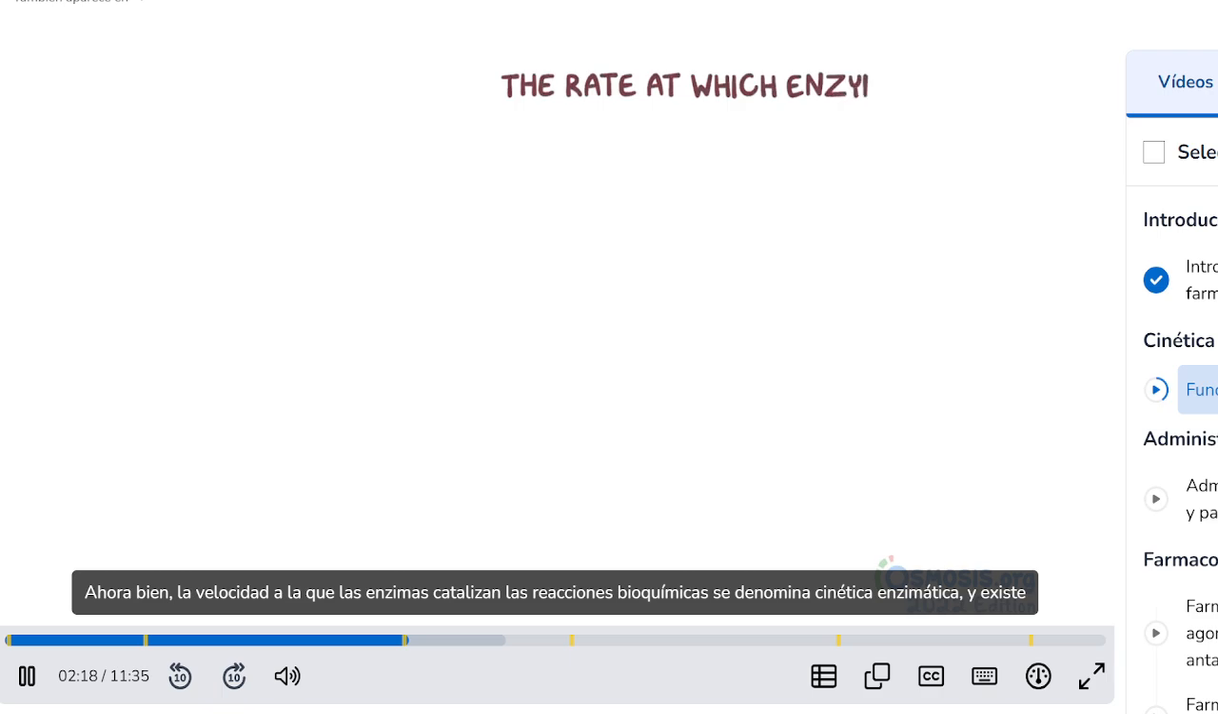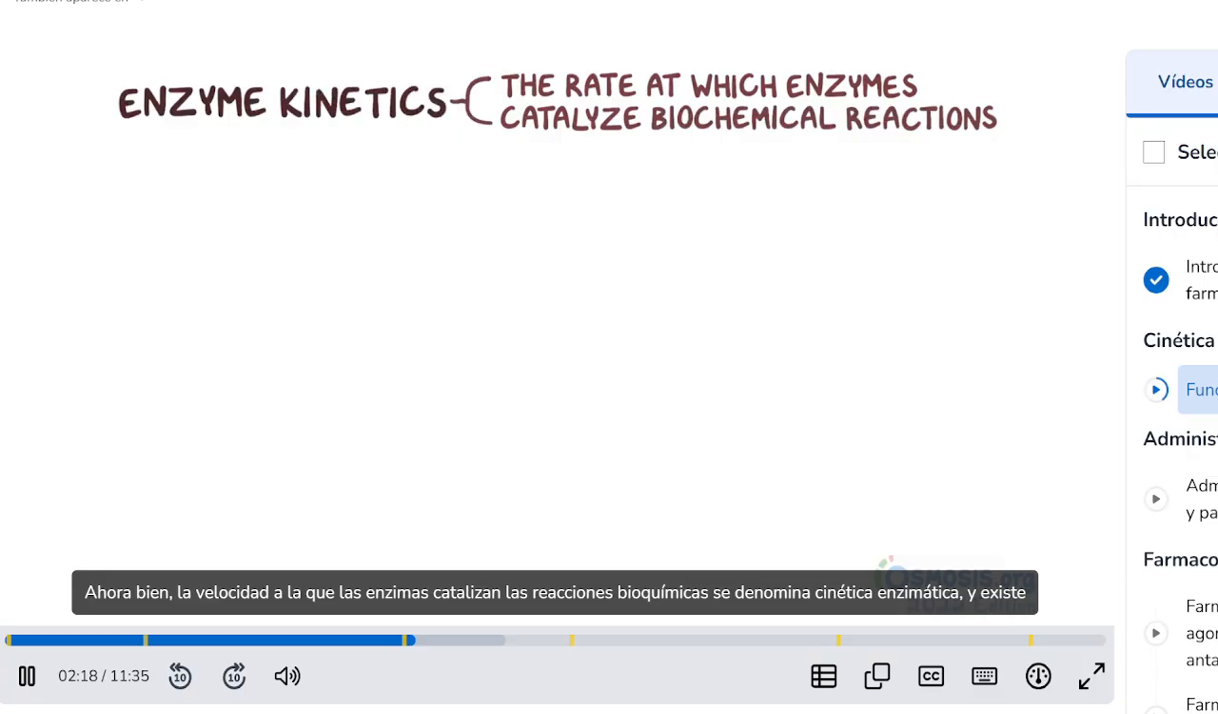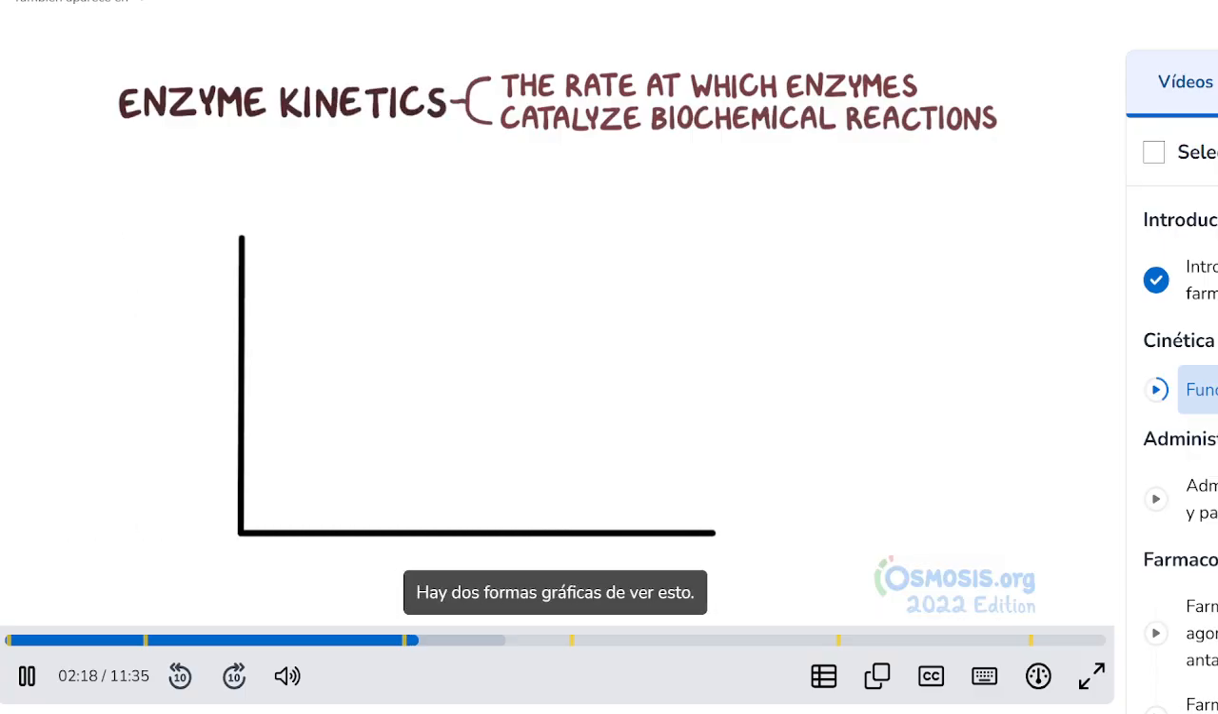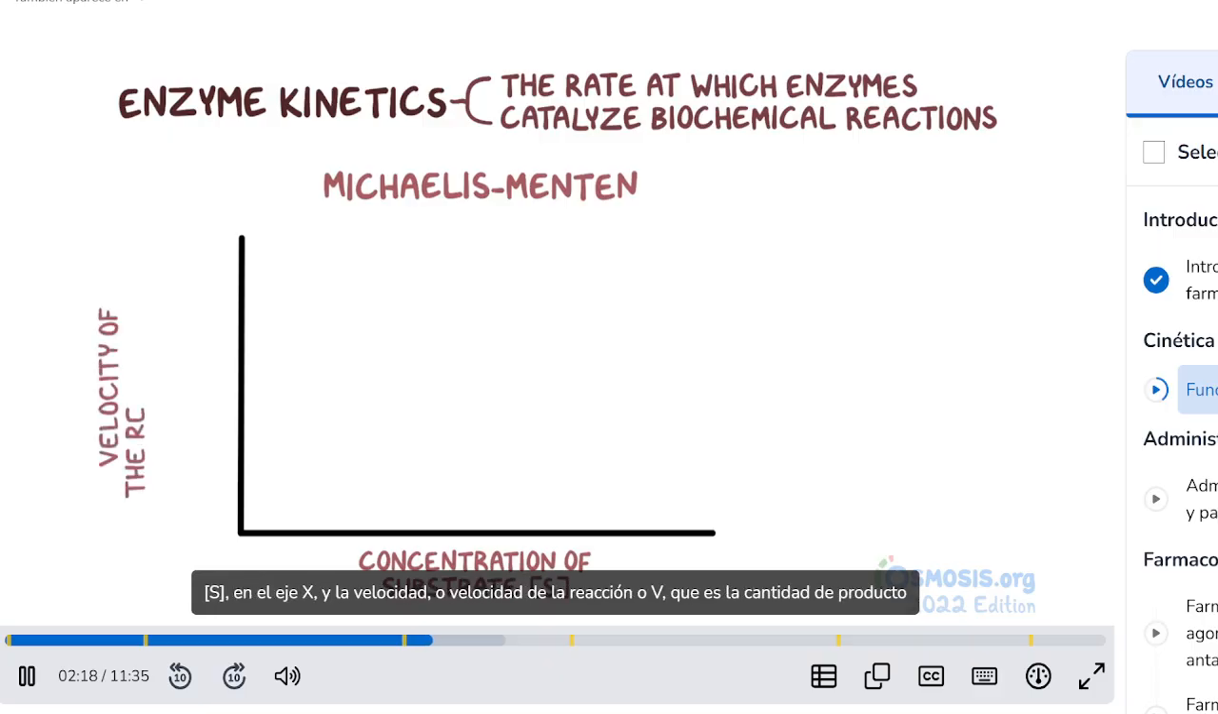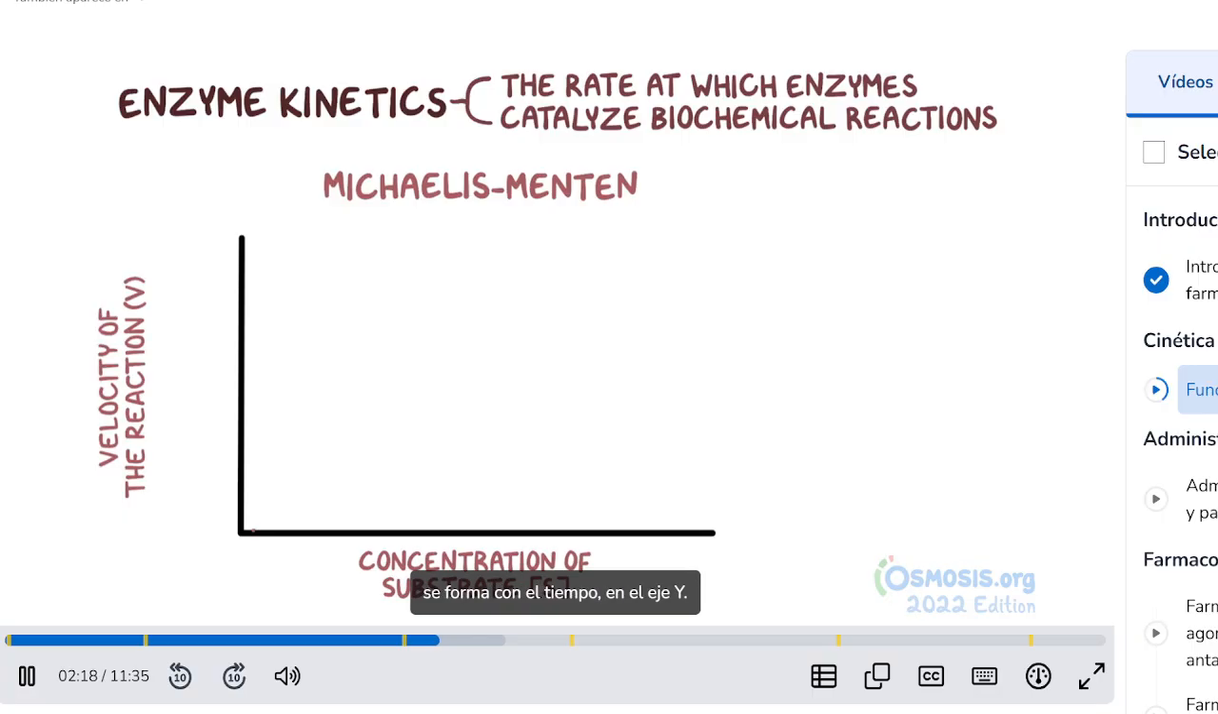Now, the rate at which enzymes catalyze biochemical reactions is called enzyme kinetics, and there are two graphical ways to look at this. The first is the Michaelis-Menten graph, which has the concentration of the substrate on the x-axis and the speed or velocity of the reaction, which is how much protein is formed over time, on the y-axis.